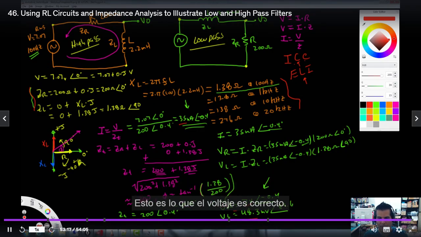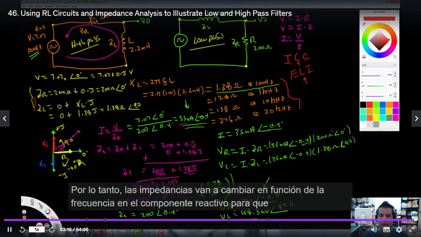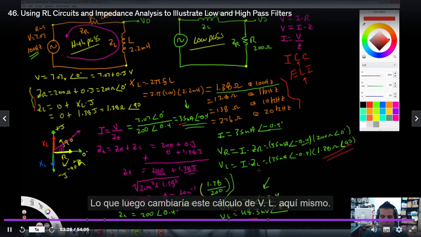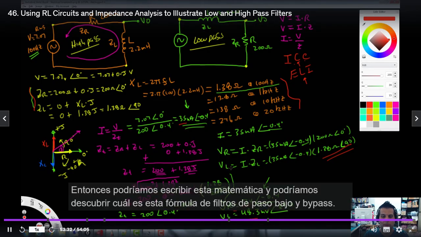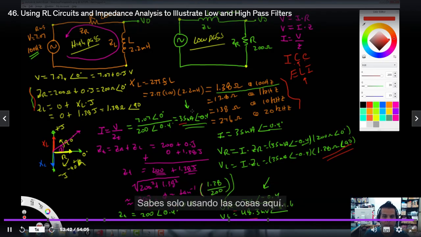Here's what the voltage is, all right? So the impedances are going to change as a function of frequency on the reactive component. So this would change, right, which would then change this calculation of VL right here, right? So we could write this math out and we could figure out what the low pass and high pass filters' formula is, just using this stuff right here.